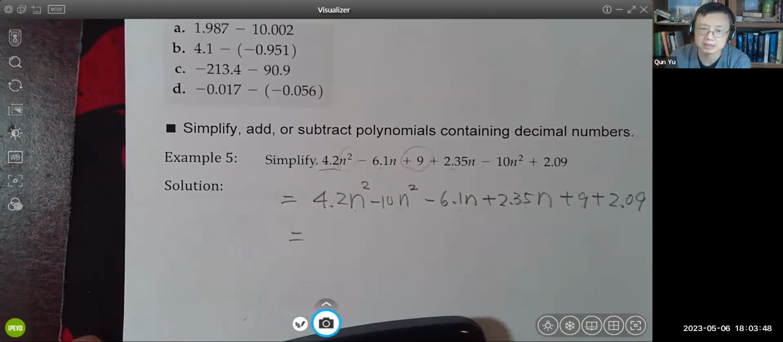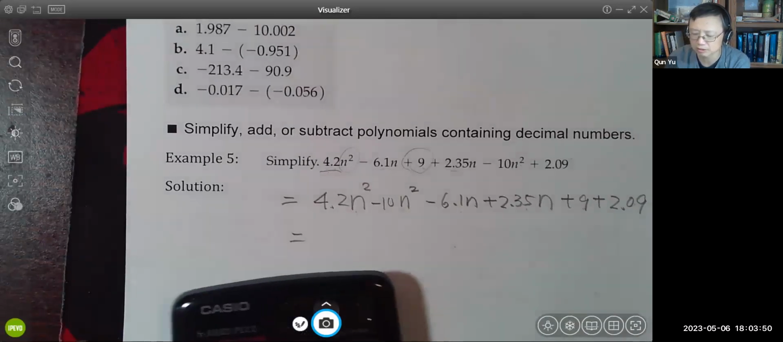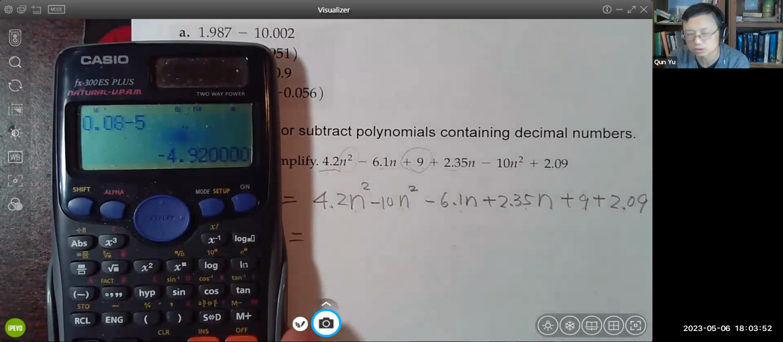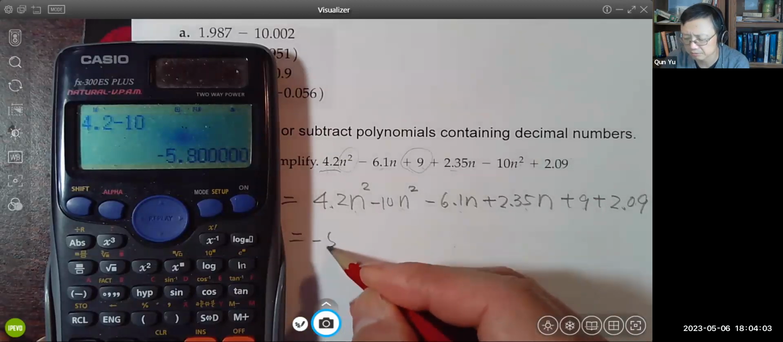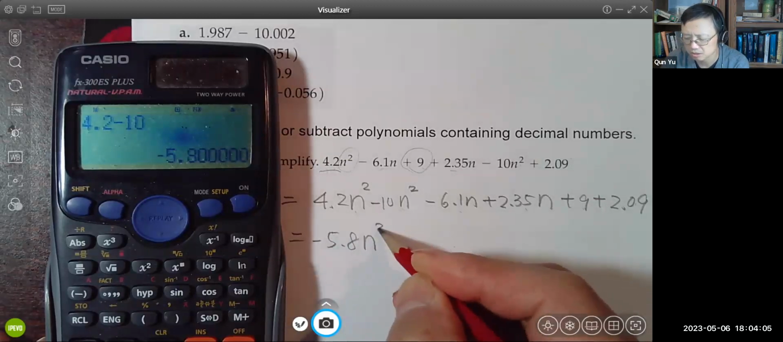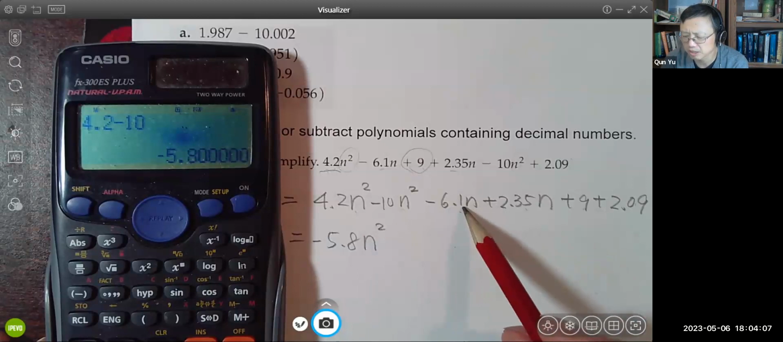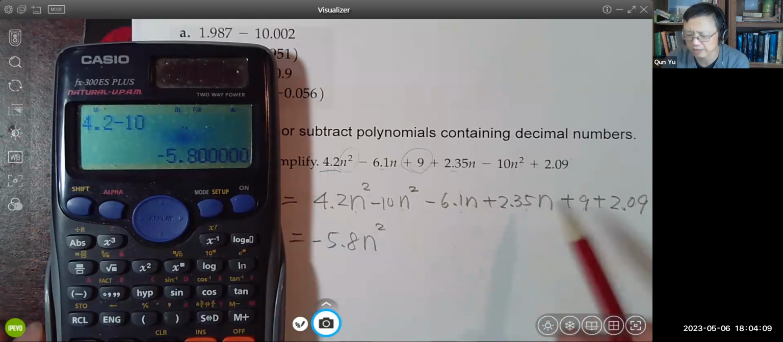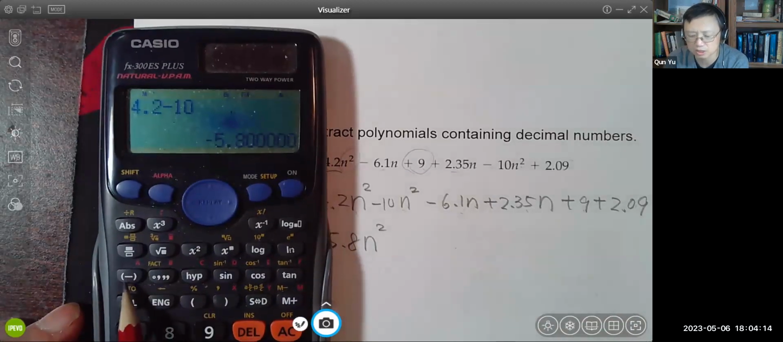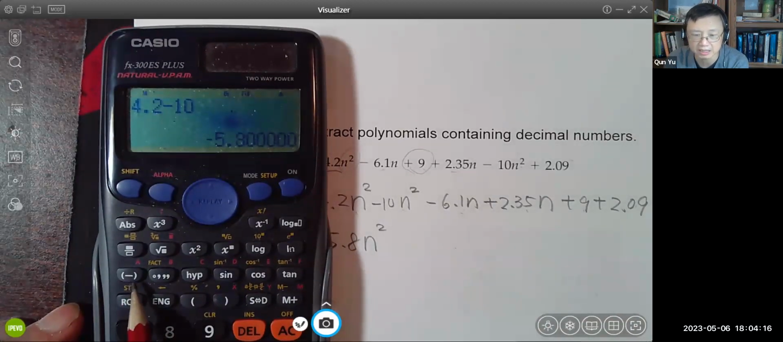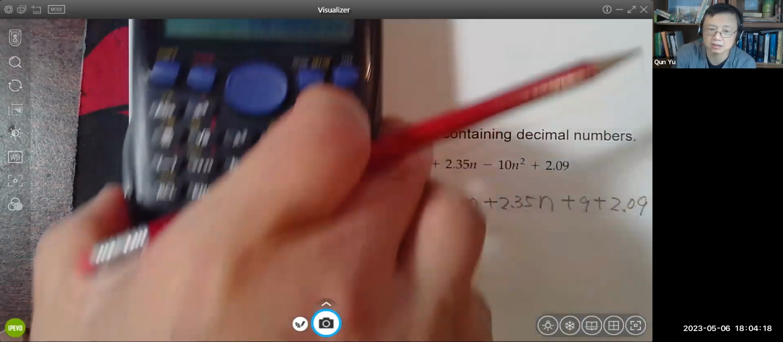And this is not about basic calculation anymore. This is about simplifying a polynomial. For that reason, we're going to use a calculator to do this calculation. 4.2 minus 10, we're supposed to get negative 5.8. So negative 5.8 n squared. Then negative 6.1 plus 2.35. So for my calculator, this is negative sign. So make sure you can tell the difference between negative sign and the minus.